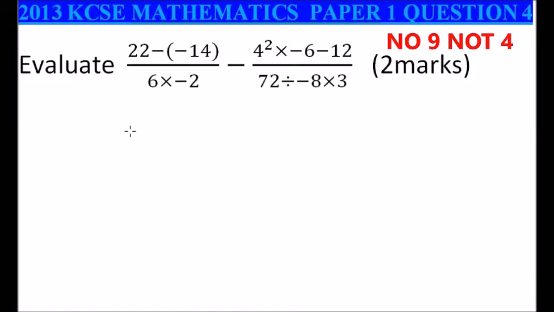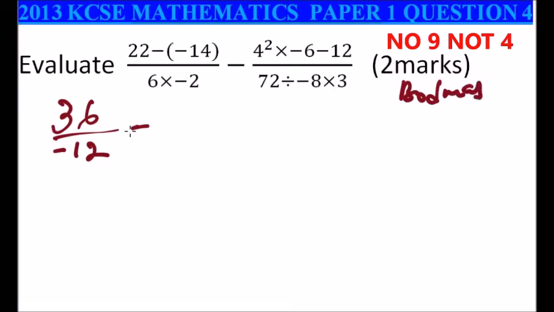So 22 plus 14, that will give you 36, divided by, you multiply 6 times minus 2, that will give you minus 12. Minus 4 squared is 16. We can apply BODMAS. So you start with the multiplication. So 16 times minus 6, that will give you minus 96, minus 12.